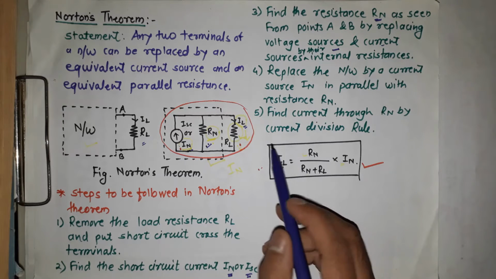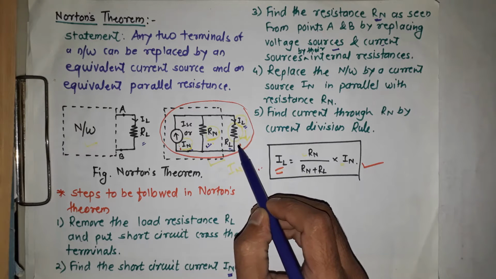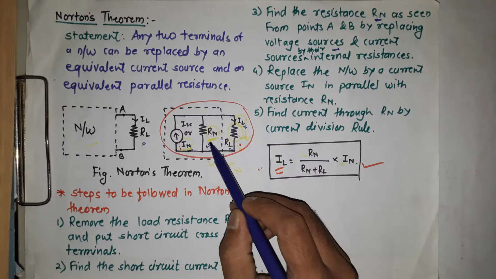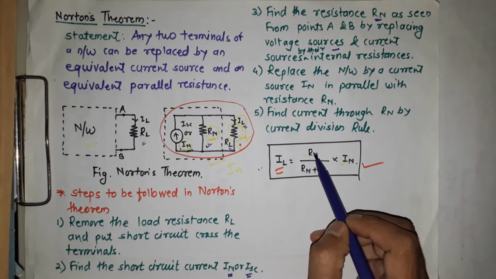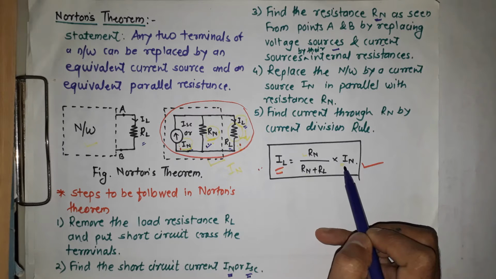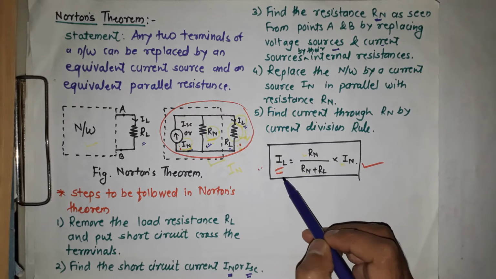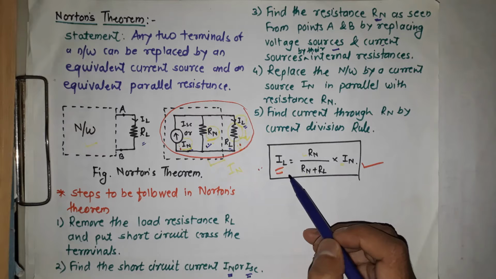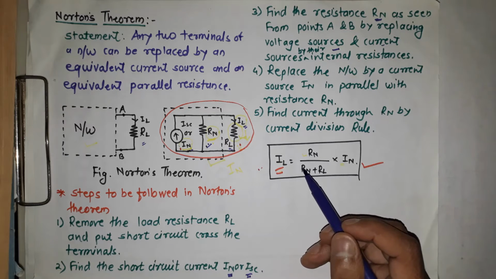Suppose we have to find the current through the load resistance. The current division rule says that in the numerator we consider the resistance which is in parallel with it. So RN divided by the addition of both, RN plus RL, into the total current, which here is IN. So this is the formula, and by using it we find IL. This is the final step. All these steps will be cleared by considering the problem.